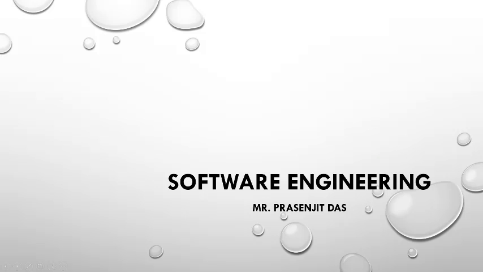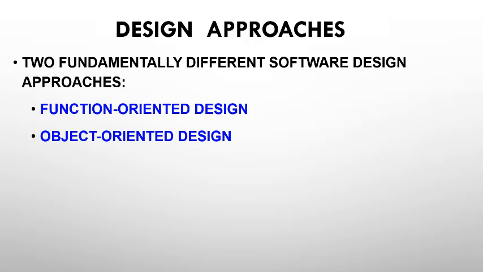Today we will learn the approaches of software design. There are two fundamentally different software design approaches, function-oriented and object-oriented. Though these two design approaches are radically different, they are complementary rather than competing techniques.